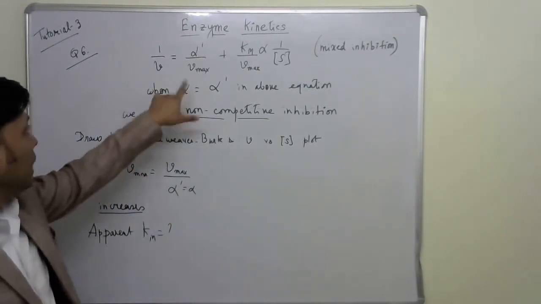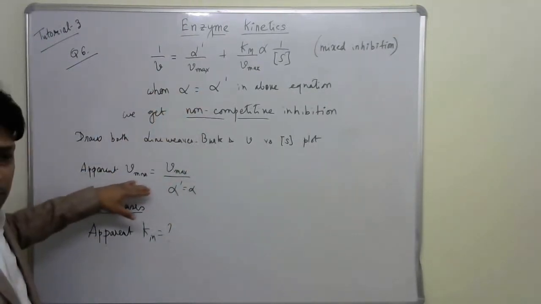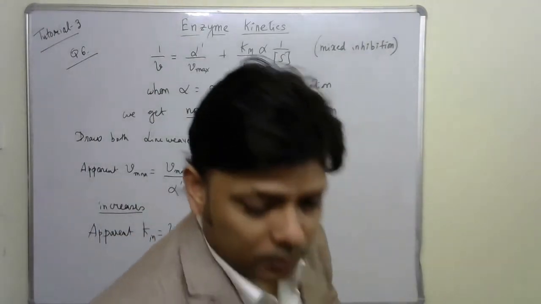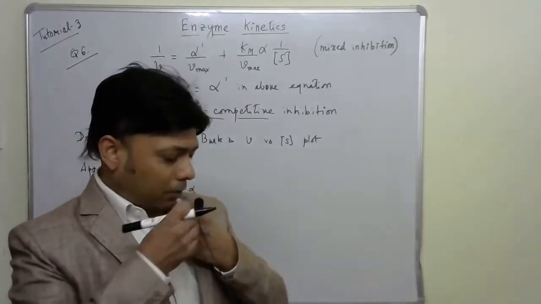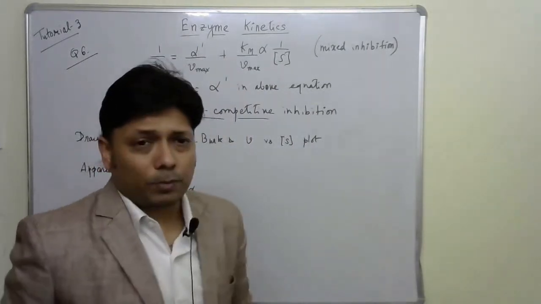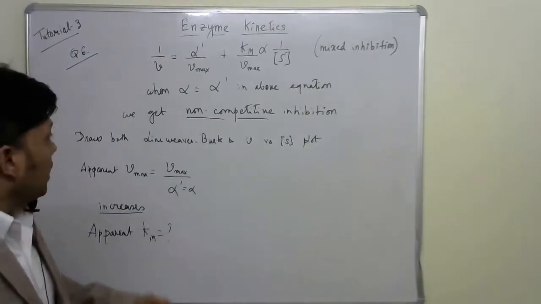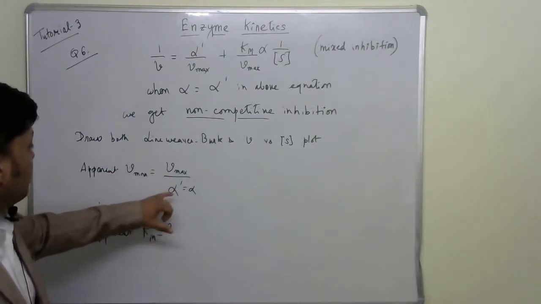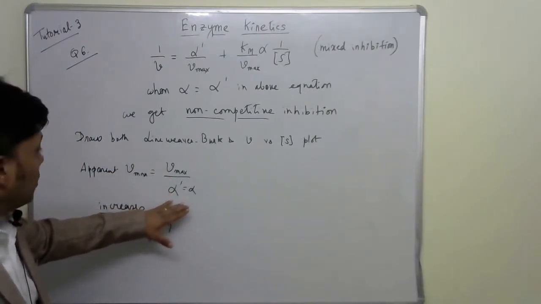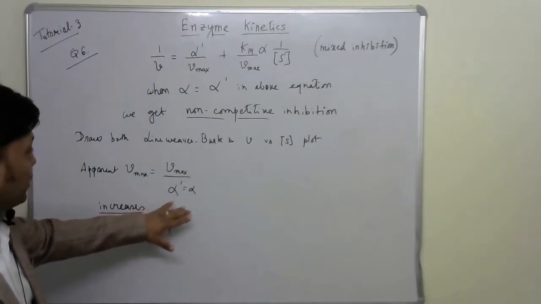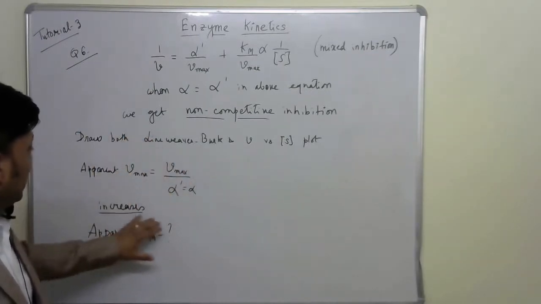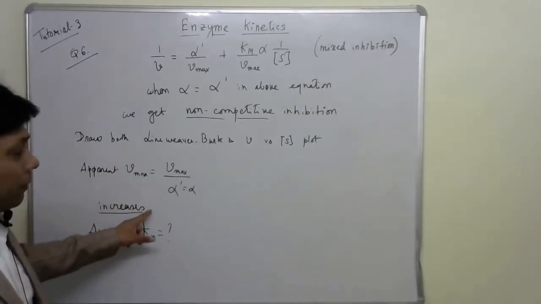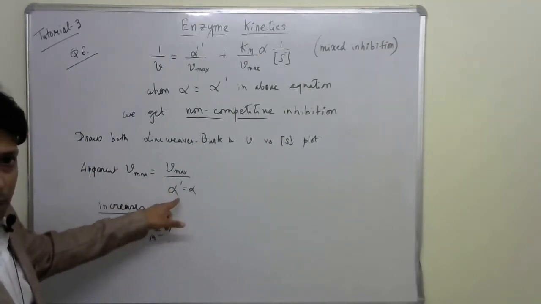If we look at the equation, the apparent Vmax here is actually, I'm sorry, the microphone was not connected. I hope now you understand. So the apparent Vmax is now Vmax divided by alpha prime, which is equal to alpha. So in any case, with increasing I, the apparent Vmax will decrease. It is very obvious from this equation.